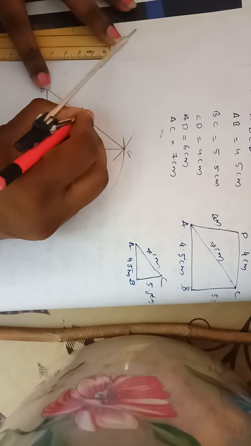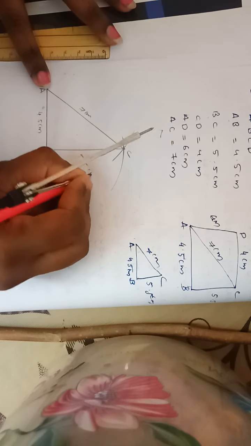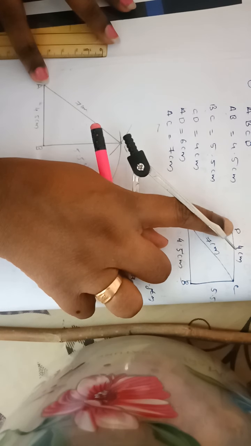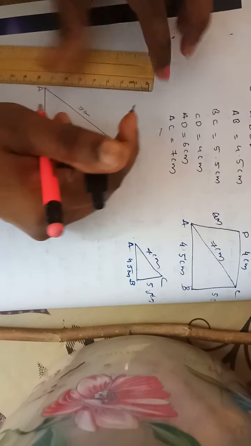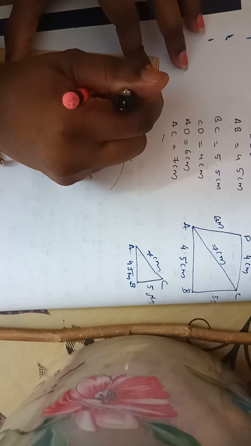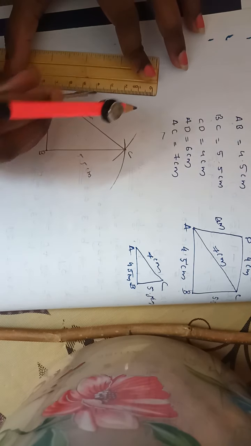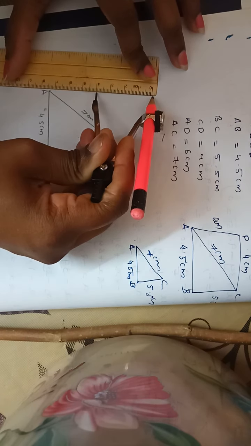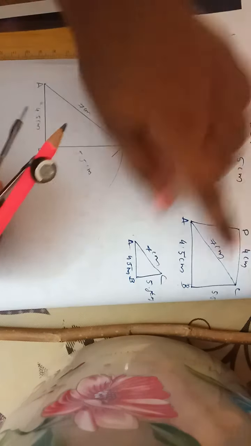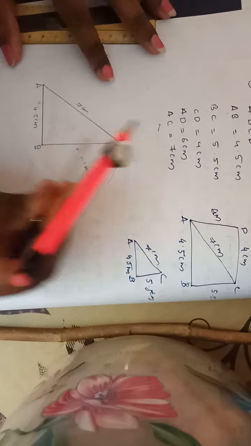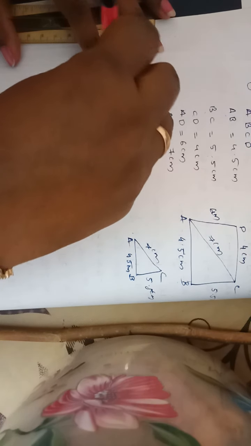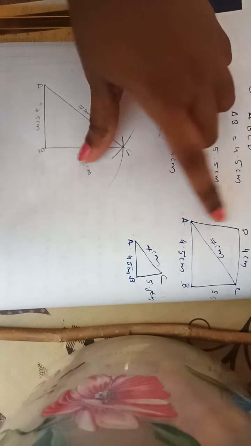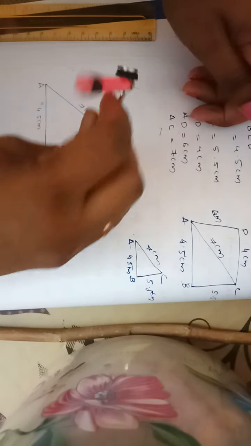This is 7 centimeter. This is 5.5 centimeter. Next, from C to D, the distance is equal to what? 4 centimeter. So I am taking 4 centimeter in the compass, just like this. This is 4 centimeter. So from C to D the length is 4. Making C as center, I am drawing an arc here. Understood?